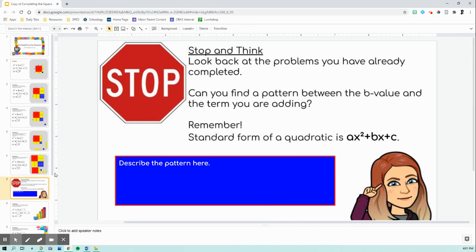So now we're going to stop and think about our pattern. There's a pattern to figuring out that number that goes in that blank in the first row. I want you to think about, what are we doing to the b value, that number in front of x, or the number of yellow tiles we have, to then create our c value, the number we're filling in, or the number of blue tiles that we have to use.